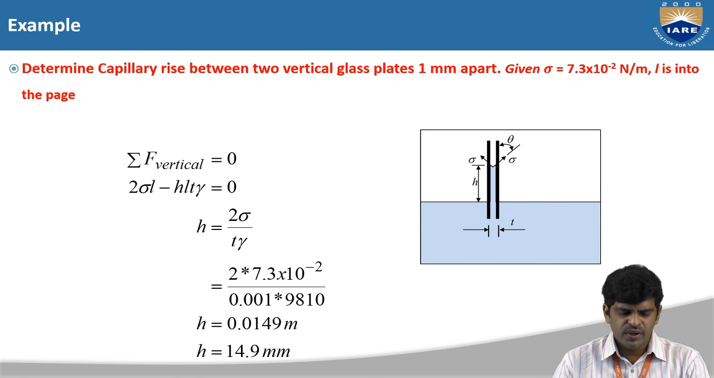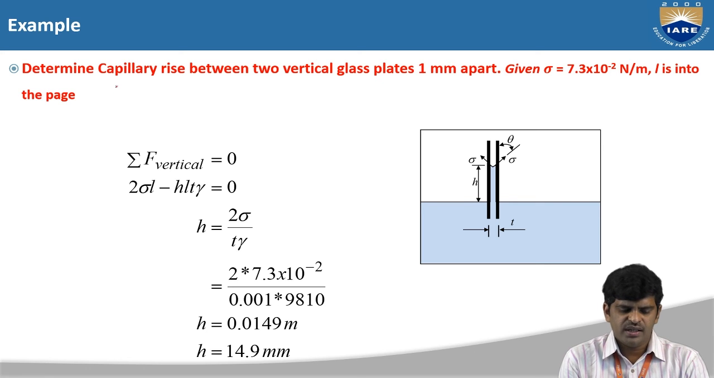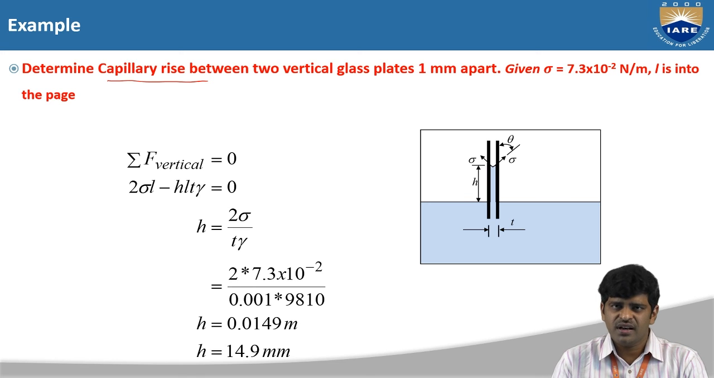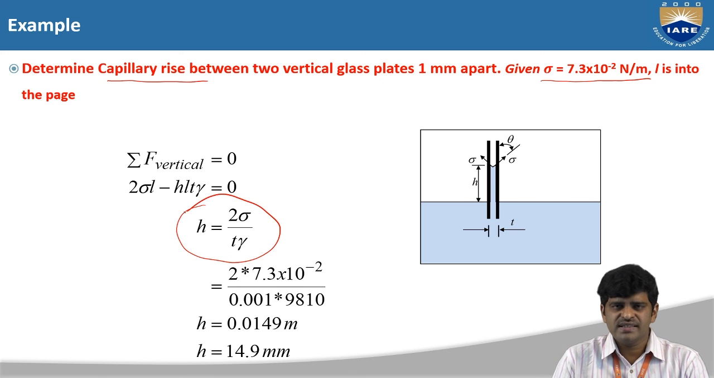Next, again here we are going to discuss capillarity. What we are going to calculate here is capillary rise. Again we need to remember the previous formula. Determine the capillary rise between vertical glass plates 1 mm apart, given the surface tension is equal to 7.3 into 10 to the power of minus 2 Newton per meter. Here we need to use the formula H, the capillary rise or fall, is equal to 2 into sigma by t into gamma.